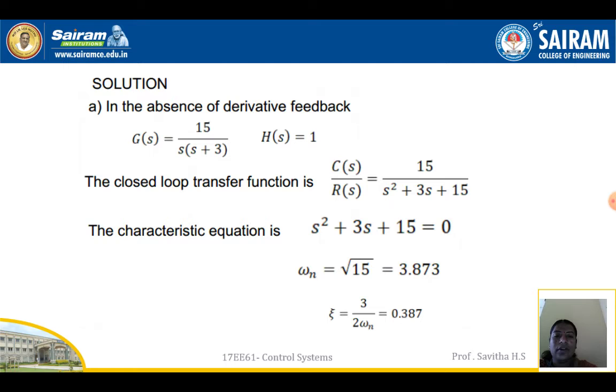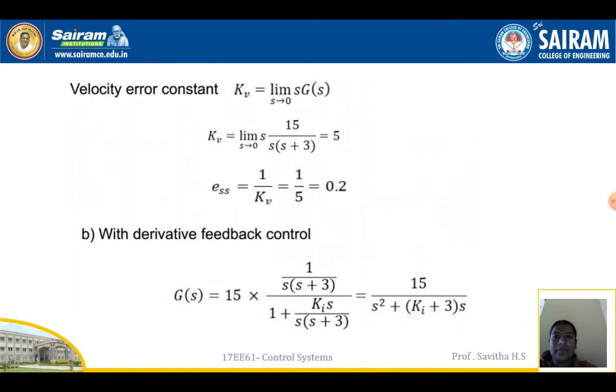Comparing with the second order equation, omega n is equal to square root of 15, that is 3.87, and zeta is equal to 3 by 2 omega n, that is 0.387. Velocity error constant Kv is equal to limit s tends to 0 of s into G(s), which is limit s tends to 0 of s into 15 divided by s into (s plus 3), equal to 5. ESS is equal to 1 by Kv, 1 by 5, equal to 0.2.